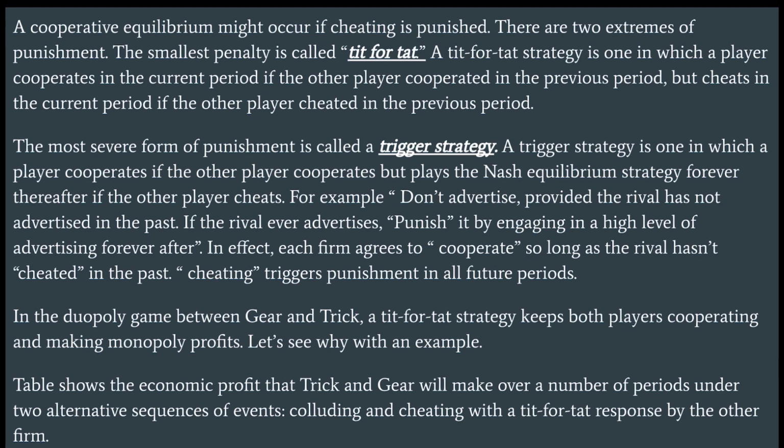In the duopoly game between Gear and Trick, a tit-for-tat strategy keeps both players cooperating and making monopoly profits. Let's see why with an example. The table shows the economic profit that Trick and Gear will make over a number of periods under two alternative sequences of events, colluding and cheating with a tit-for-tat response by the other firm.